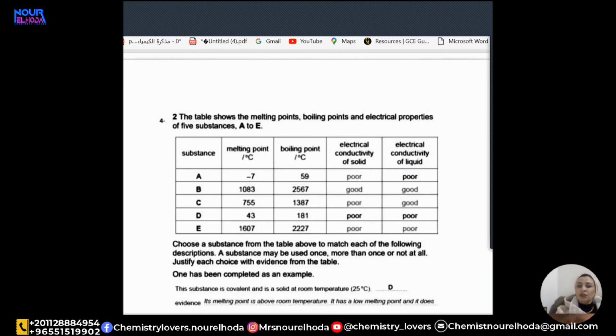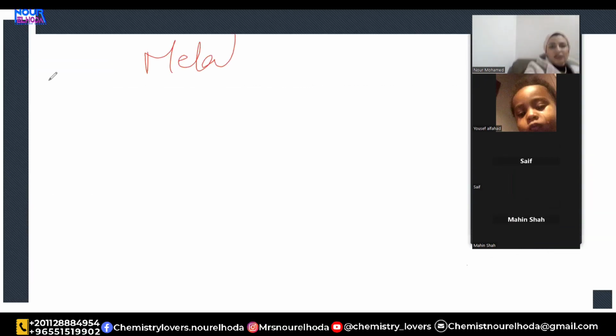Melting point to boiling point, for sure they are high. Right, let's write this. So this is going to be a quick revision for all the bondings together. Okay, so please focus with me. So when do I say that this is a metal?